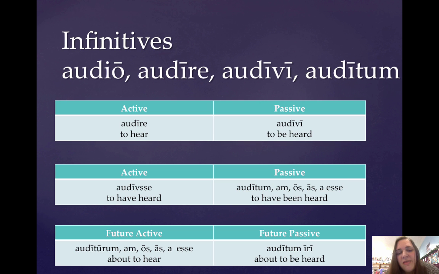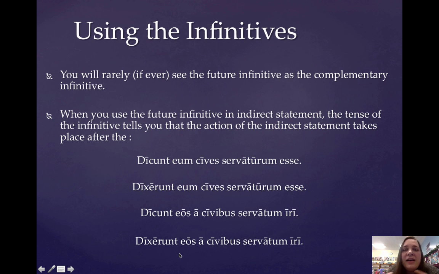Okay. And then, of course, our fourth conjugation verb, audio, audīre, audīvī, audītum. Again, your present active, your perfect passive, and your future active and passive infinitives. Okay, now that you know how to form the future active and the future passive infinitive, you need to know how to use them, okay?